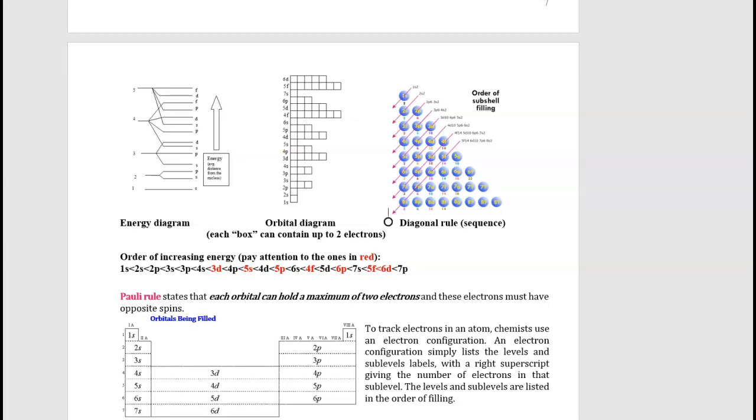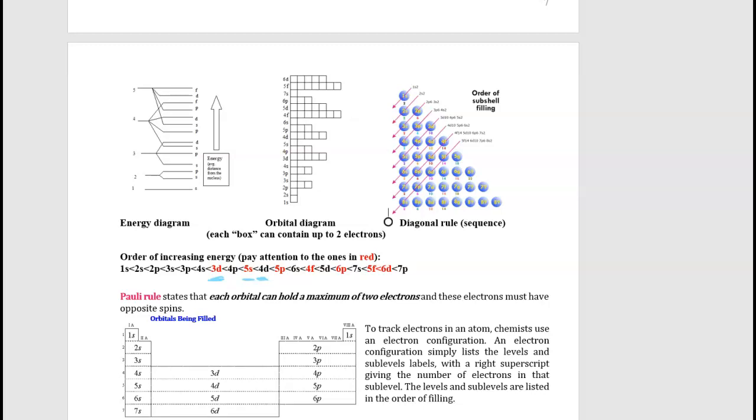It says that the first level being filled is 1s, the second being filled is 2s, then 2p, 3s, 3p, 4s, and so on. Pay attention to these red ones: 3d, 5s, 4d, and so on. So there is a Pauli rule also. It states that each orbital can hold a maximum of 2 electrons, and these electrons must have opposite spins.